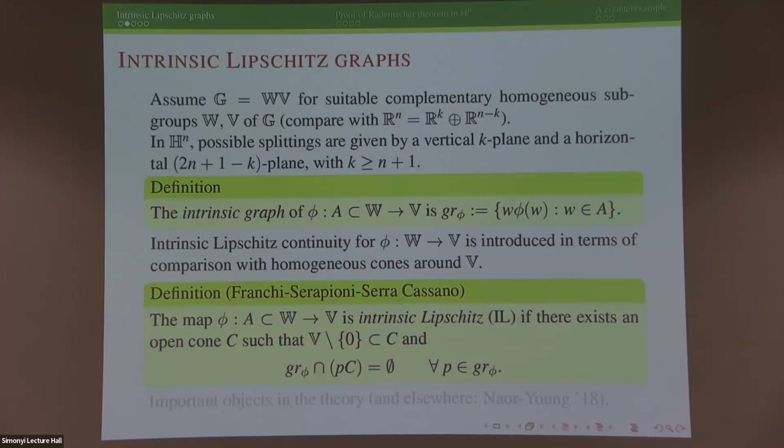This is your cone C, which is something homogeneous. So a homogeneous cone around V somehow. And you say that the graph of some function phi is intrinsic Lipschitz if the following happens: when you move the cone to any point P, then this is not meeting the graph except at the point P.